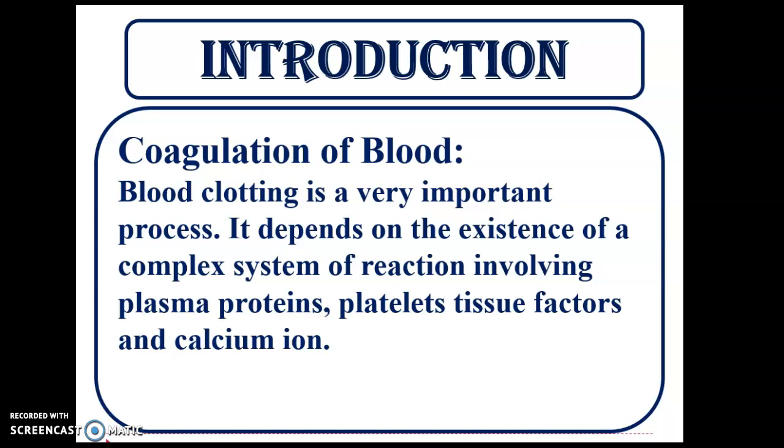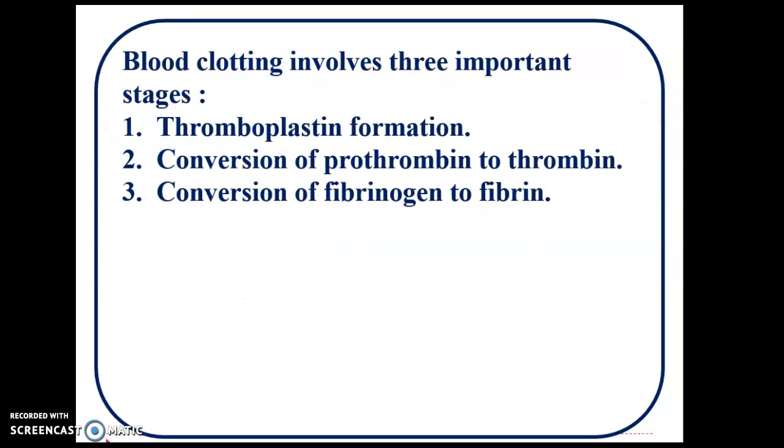What is meant by blood coagulation? Blood clotting is a very important process. It depends on the existence of a complex system of reactions involving plasma proteins, platelets, tissue factors, and calcium ions. Blood clotting involves three important stages: thromboplastin formation, conversion of prothrombin to thrombin, and conversion of fibrinogen to fibrin.